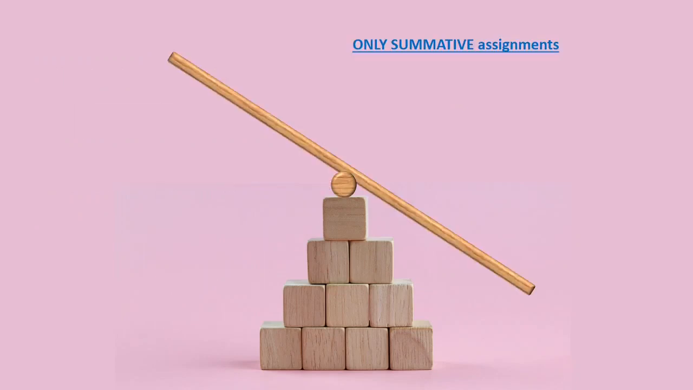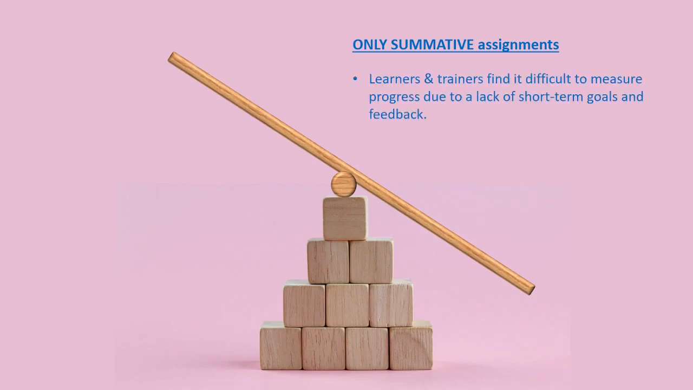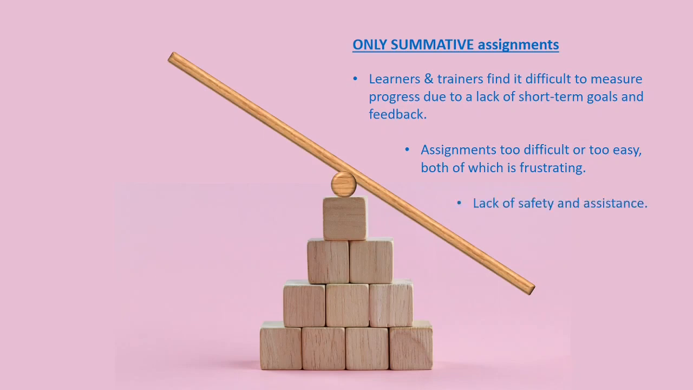Another common error in evaluating others is to assess performance only based on summative assignments. These are often less frequent, meaning that both students and teachers cannot measure growth regularly enough, which means that summative assignments end up being either too difficult or too easy, both of which is usually frustrating for adult learners. And even where summative assignments are regular enough, they do not provide the safety and assistance that comes with formative evaluation.